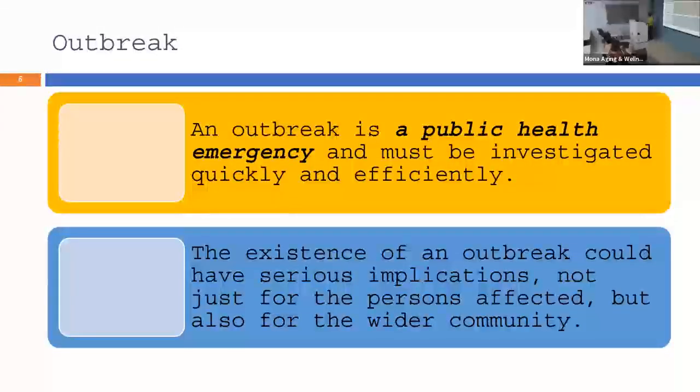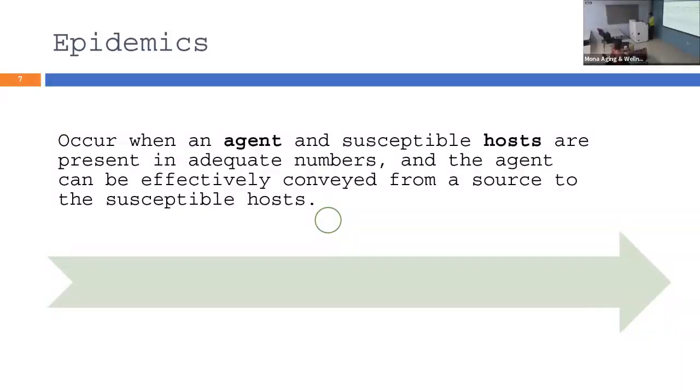All right. So an outbreak is a public health emergency. When we have an outbreak, it's all hands on deck, and we set about to investigate and to control it, because it can have serious implications for the people affected in terms of their health status, but also for the wider community, for the country in terms of the economy and so on. We lived through that with COVID.